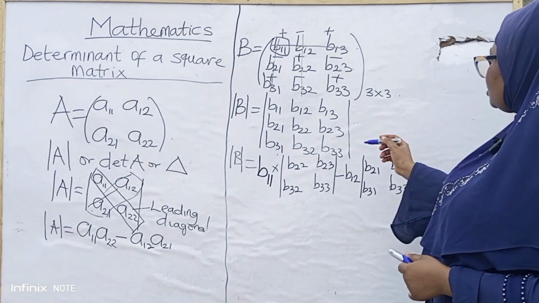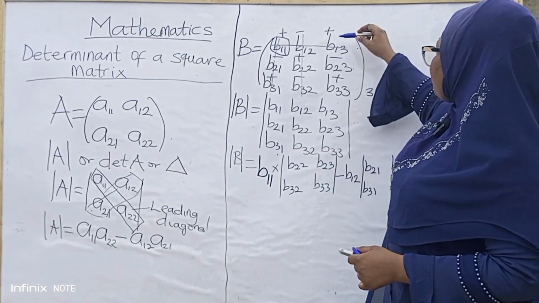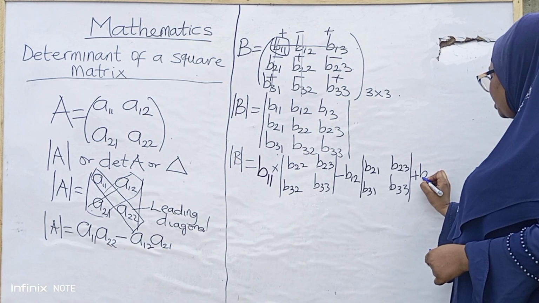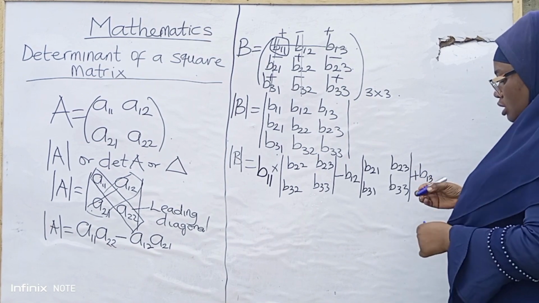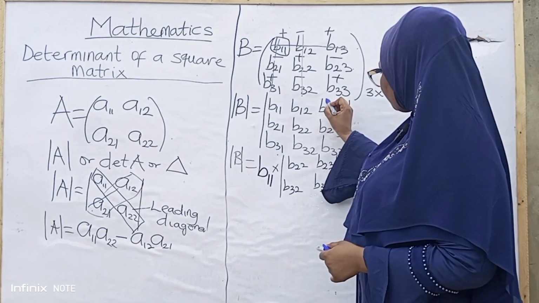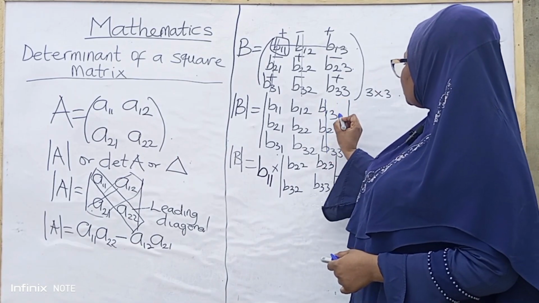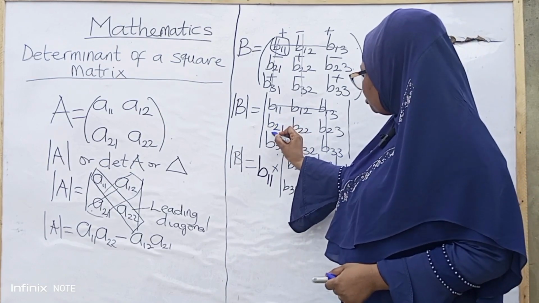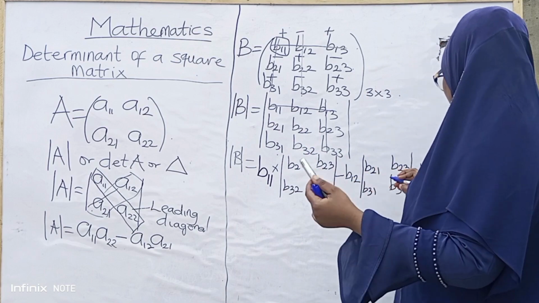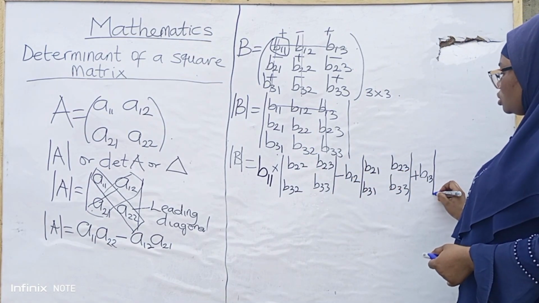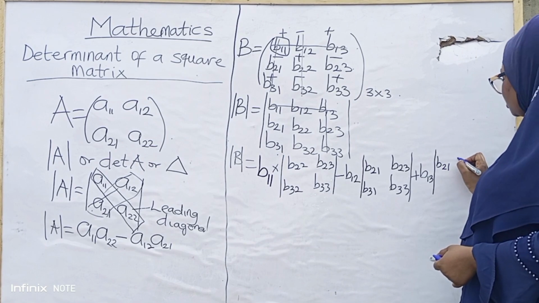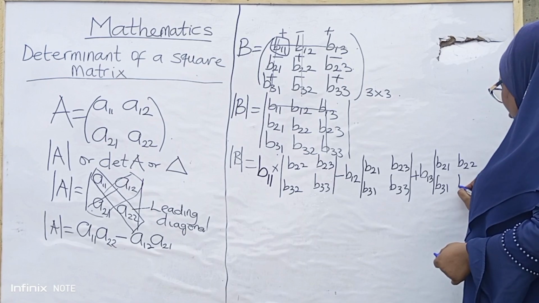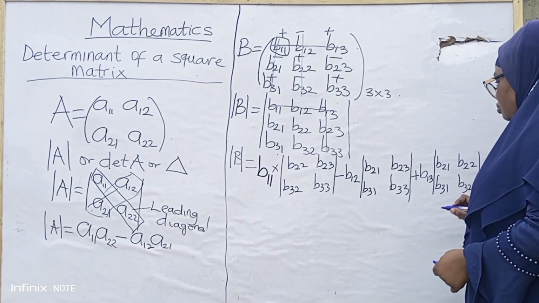The next thing is that we take B13. Remember it has a plus, so plus B13. Now you cover where it belongs vertically and horizontally. So we have B21, B22, B31, B32, and we find their determinant as well.